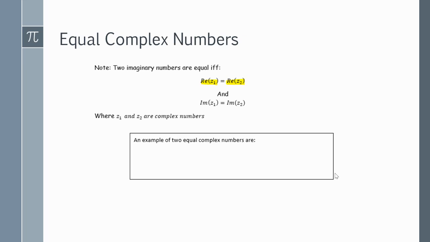Two complex numbers are equal if the real parts of these numbers are equal and if the imaginary parts, or the coefficients in front of the i, are equal. So if we have z1 and z2 that are complex numbers, they're equal if the real parts and the imaginary parts are the same. For instance, 3 plus 4i is equal to the complex number 3 plus 2 squared i, or even to z3 equals 3 plus root 16 i, because all of these are basically 3 plus 4i.